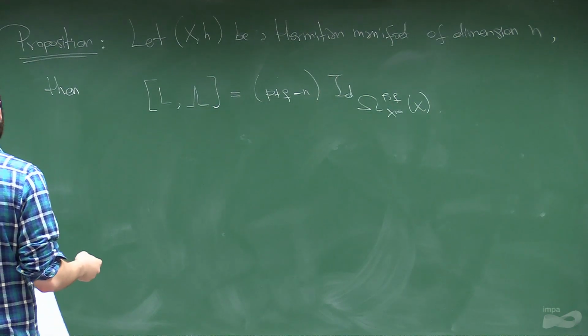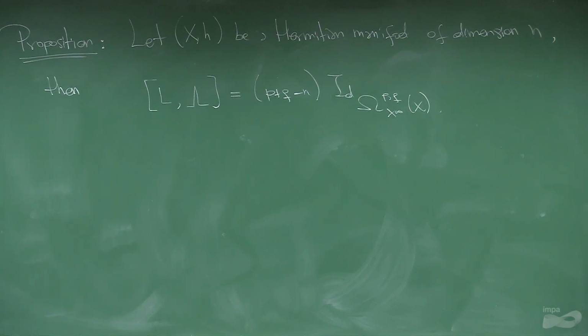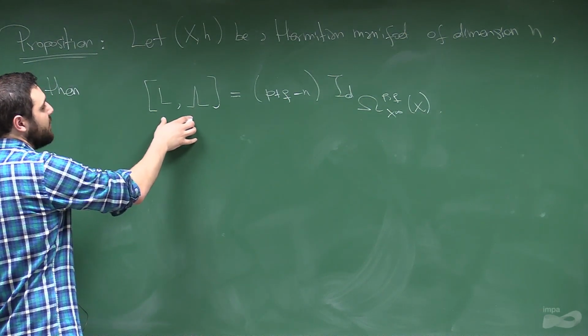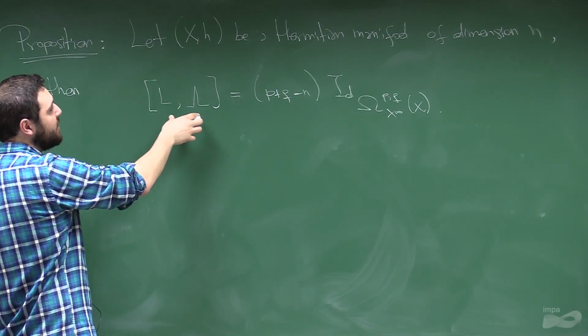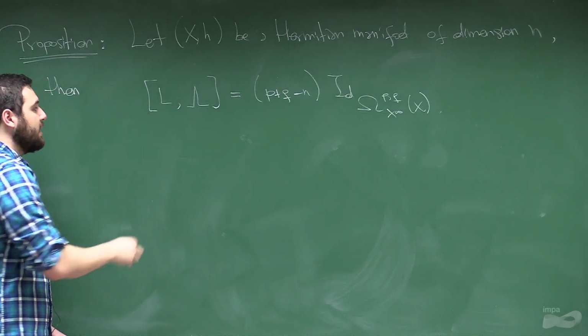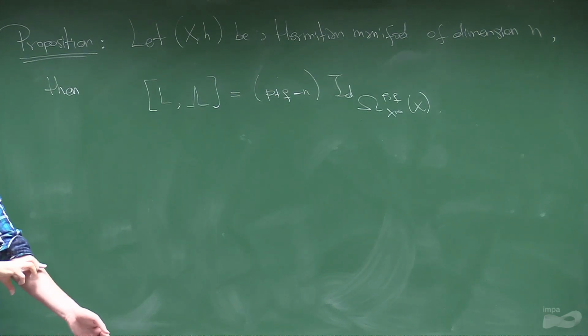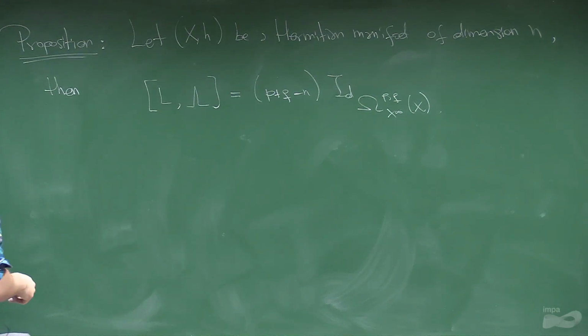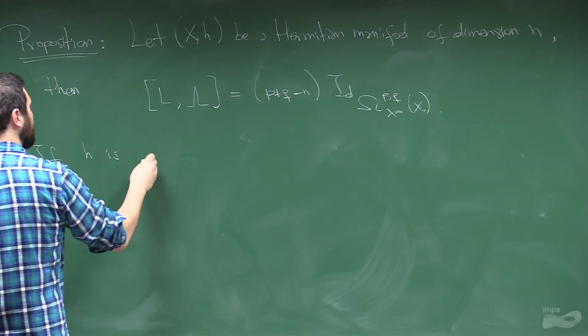Okay, so check that L and lambda only depend on the values of H_ij of the metric at the point, right? So in order to check that this is true, we just need to check it for C^n. If we check it for C^n, it will be true for any Hermitian manifold, because L and lambda only depend on the values of the metric at the point, right?